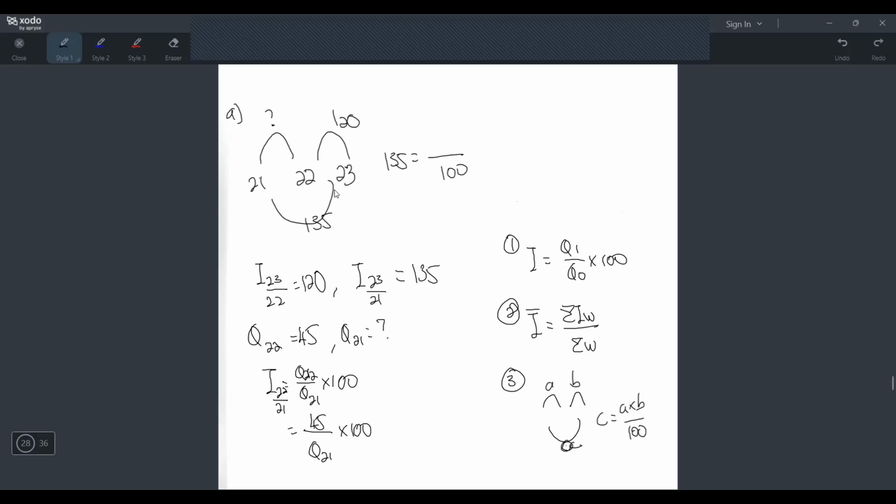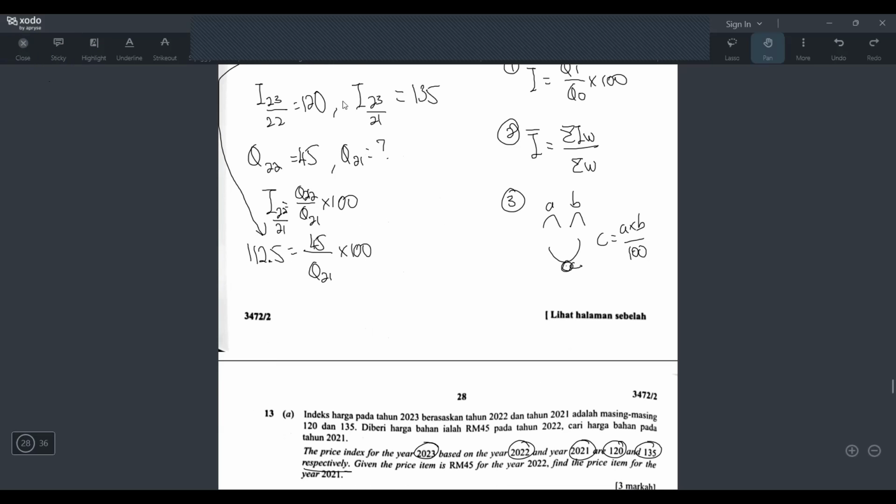It means the 135 equals 120 multiplied with this, and this is actually the I for 2221. So I'm just going to write the I for 2221. So now you can find the I for 2221. And then you just tekan calculator lah. 135 times 100, which is 13500, divided by 120. My calculator gives me 112.5. And this 112.5, you have to put in here like this. And now you can find your price in 2021.